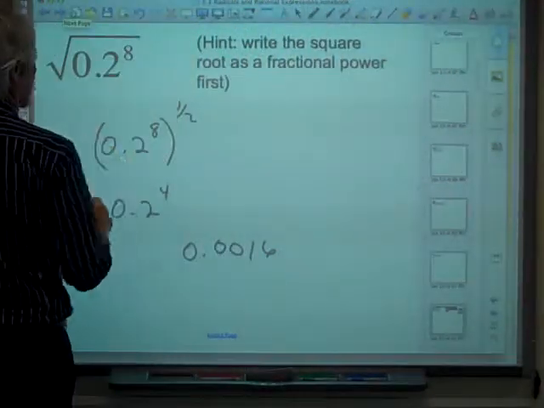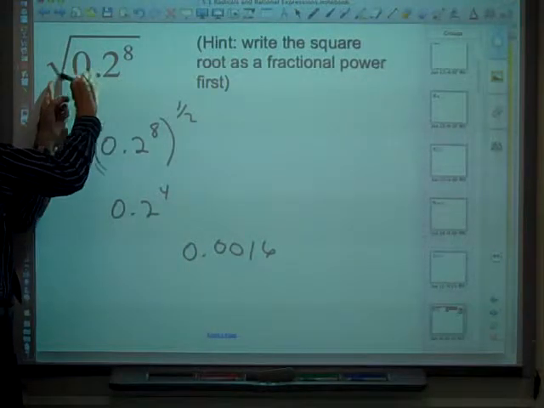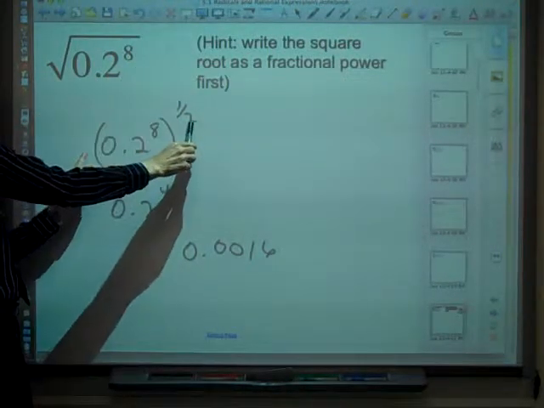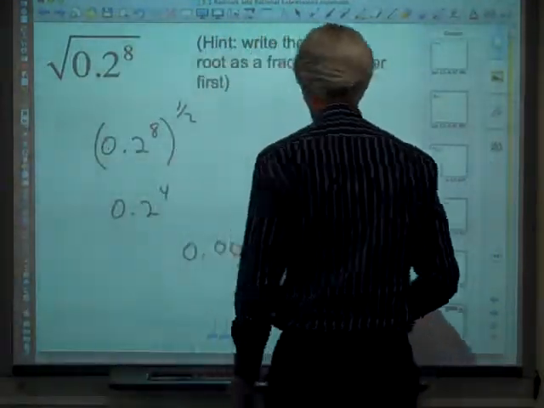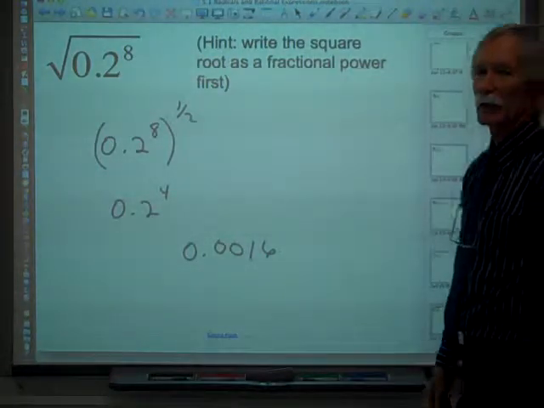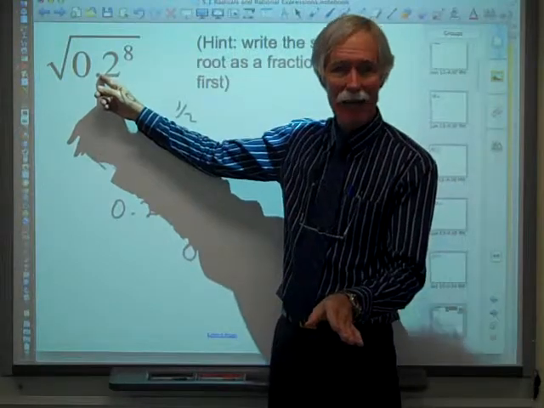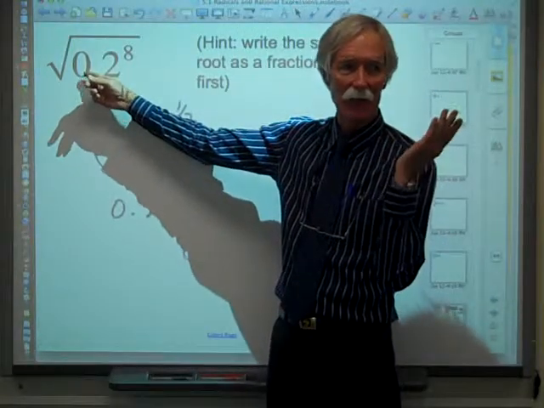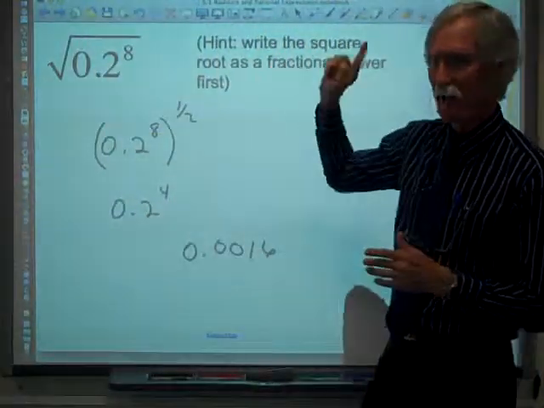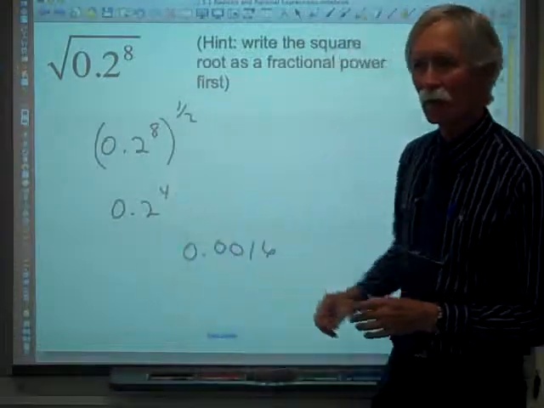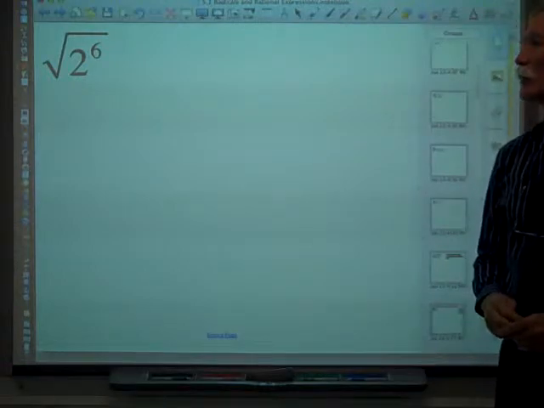So, if you see this, be sure to remember to turn it into a half power so you can at least reduce this a little bit. The alternative is to take 0.2 times 0.2 times 0.2 8 times and then try to think what the square root of that would be. That's much harder than this. This might have been tricky, but if you didn't do the little reducing down, it would have been quite harder. So do this one.